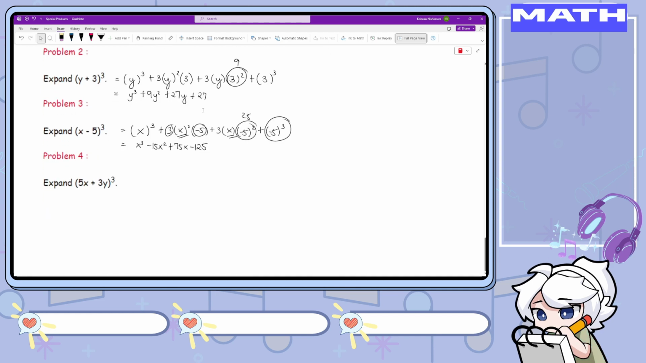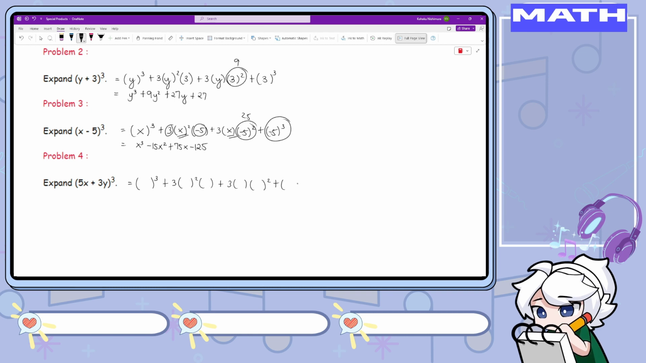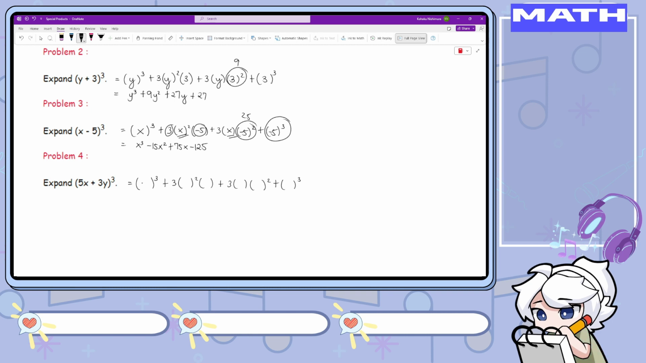For the last number, again, it's much easier if we do the template first. Square the first term, then the second term. And then 3 times the first term times the second term squared. And then we cube the last term. Write inside the parentheses all the first terms that we need, like here, and the second term right here. And then simplify.